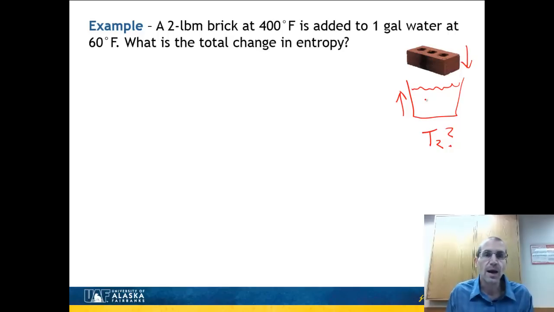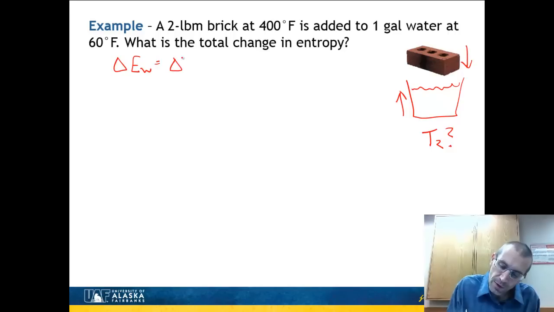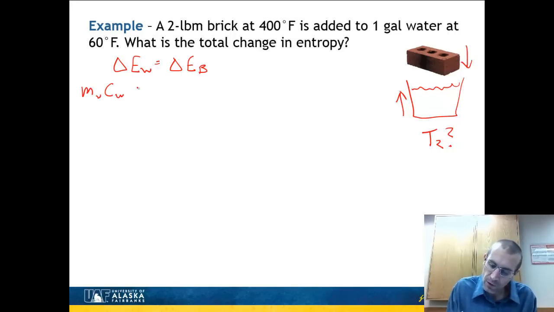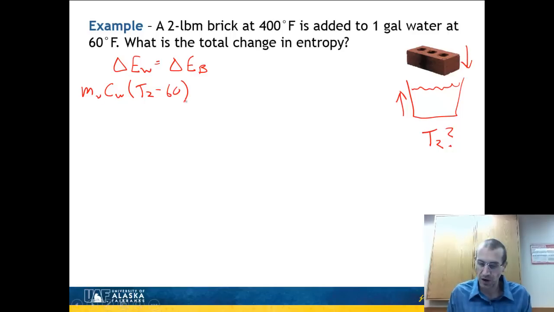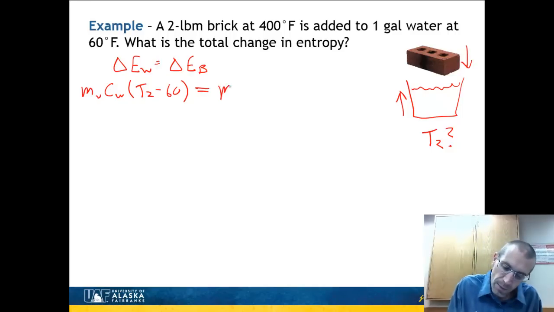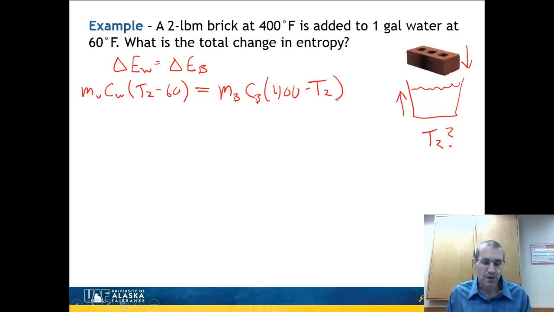So I need to do my energy balance, and I can write it this way. The change in energy of the water is going to be the change in energy of the brick. They're both incompressible materials. So the mass of the water, C of the water, T2 minus 60 degrees, that's the change in energy of the water, has got to be the same as the energy from the brick. It's going to be the mass of the brick, C of the brick, and that will be 400 minus T2. So now I need to solve this equation to find out what is T2.